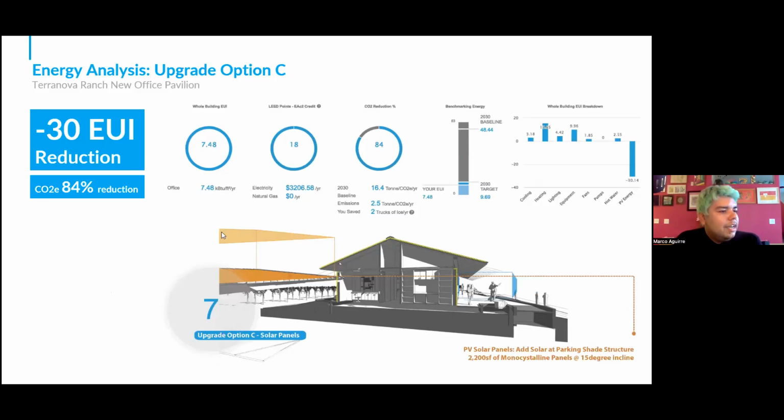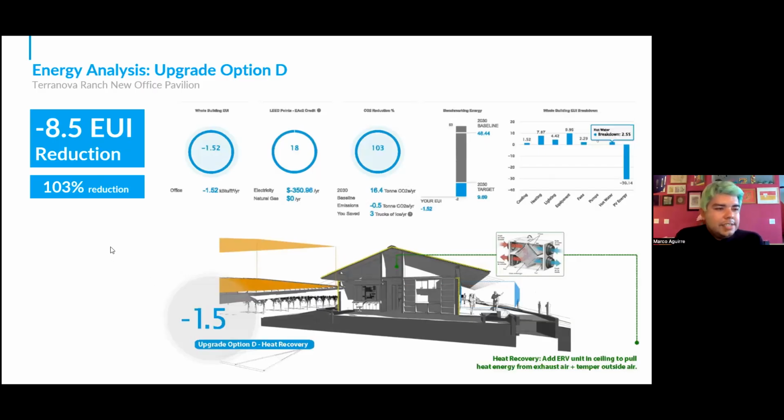Option number 3, additional PV panels. You can see the information down there. This was a huge game changer. PV panels are also always a great way to reduce energy consumption. This allowed for an additional 30 EUI reduction and brought them up to 84% carbon emissions reduction. And you can see they've already, in this case, beat the 2030 target. So they're now at 7 EUI. You can see that target table here.